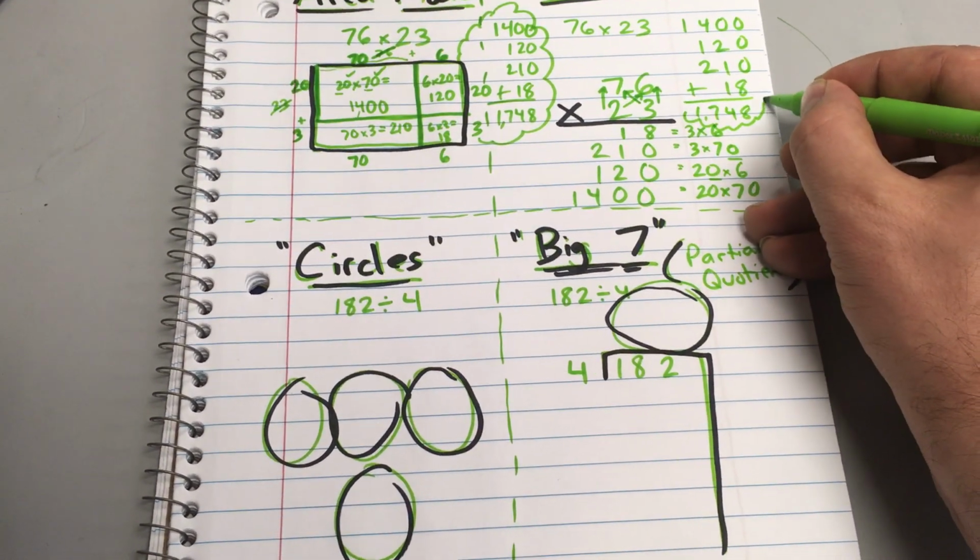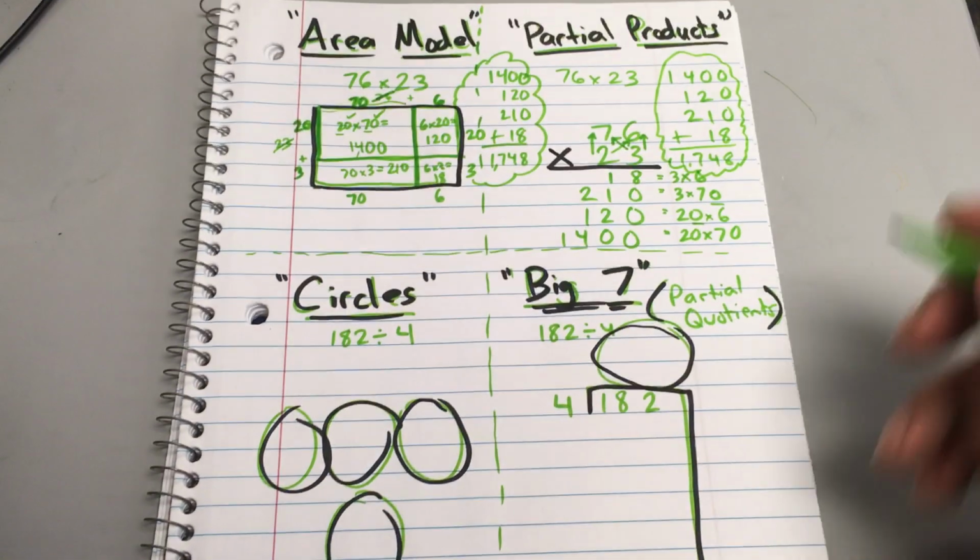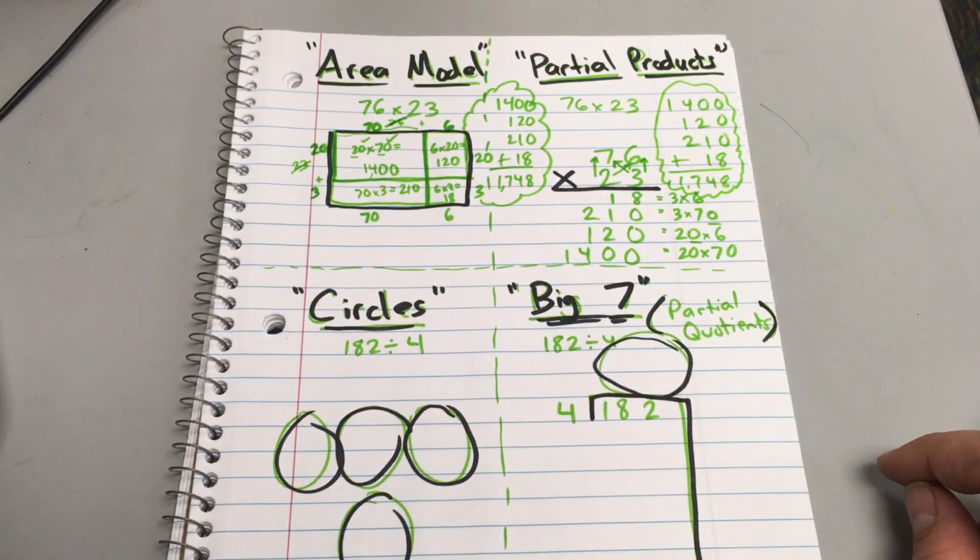And sure enough, we still get 1,748. All right, so those are our two primary strategies right now for multiplication.